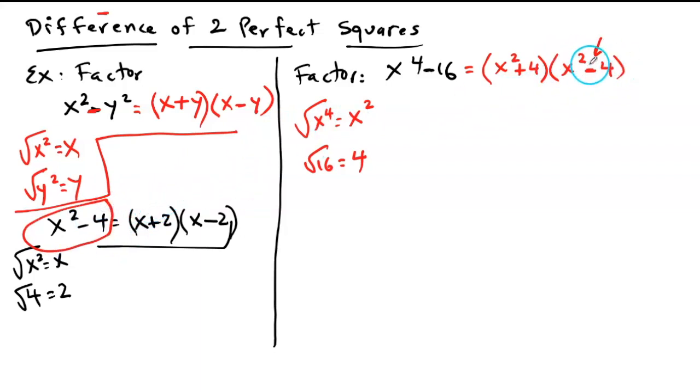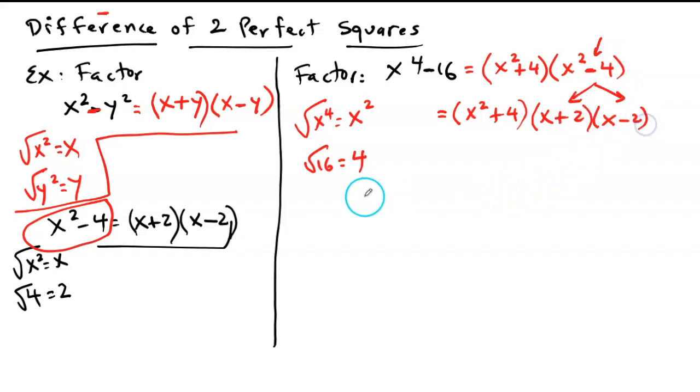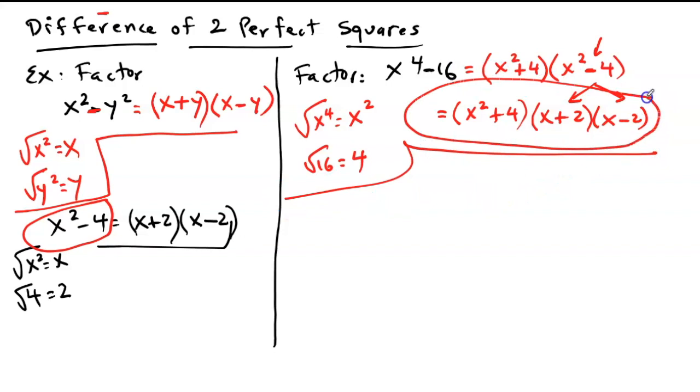Because I checked in the parentheses, that means I have to keep factoring. For this one, there's nothing I can do, I just bring it down, x squared plus 4. And now x squared minus 4, we factor. x squared goes into x and x, plus and minus, the square root of 4 is 2 and 2. The same thing that we just did. And this is my final answer.